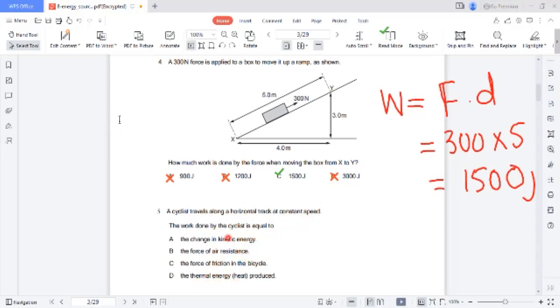So we know that when an object is moving on the ground, then the work done would be equal to the kinetic energy of the object. So this is the possible option. And the rest of the options, like the force of air resistance, have no link with work done, friction force, similarly thermal energy.